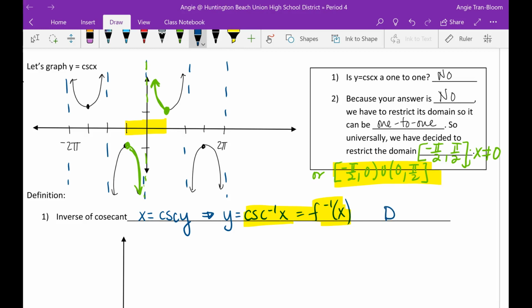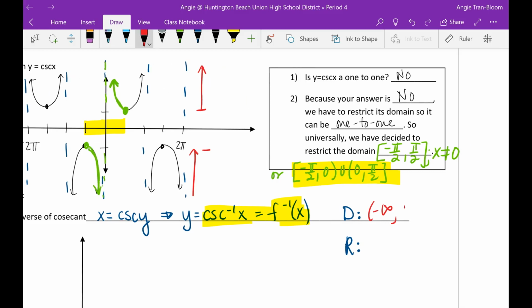Let's state the domain for cosecant inverse and the range of cosecant inverse, okay? The domain of cosecant inverse is where you want to go and look at the range. So the range of cosecant is from negative infinity, take a break at negative 1, and then from 1 all the way to infinity. So that's your domain: negative infinity to negative 1, take a break, union that with 1 to infinity. That domain of the cosecant inverse comes from the range of your regular cosecant.